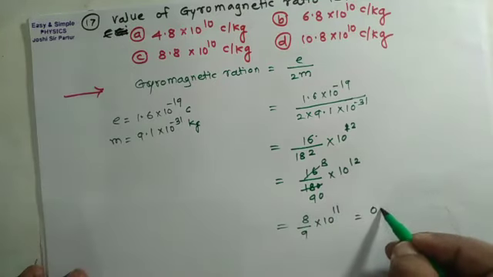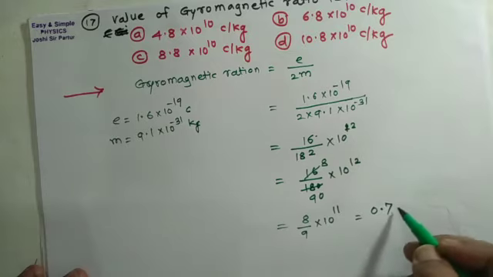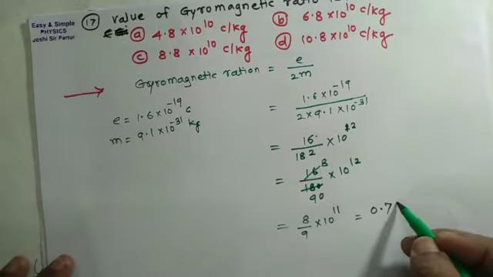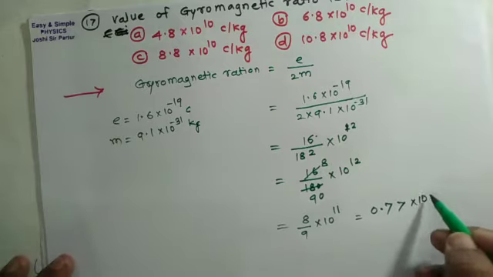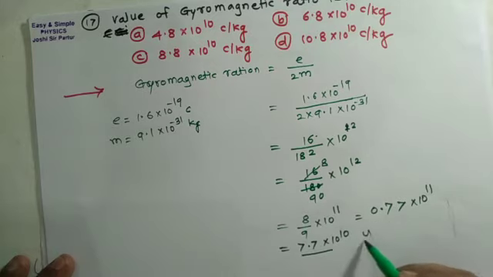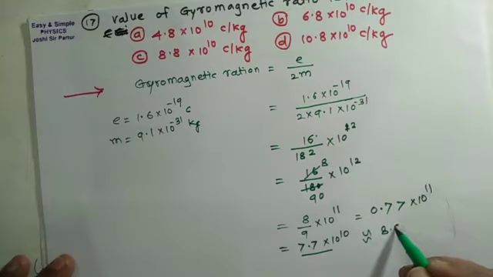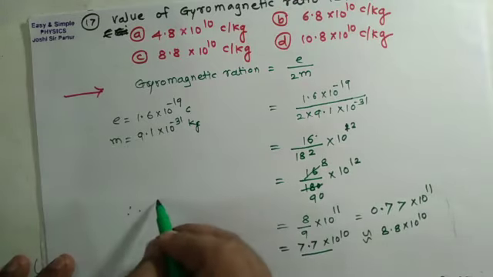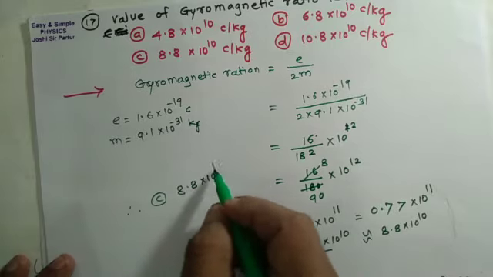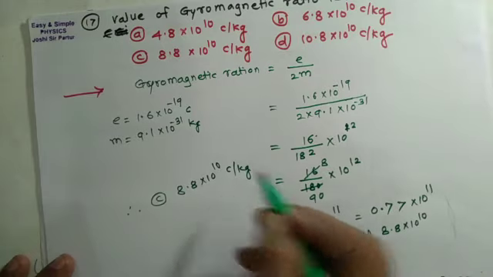That is 0.798 into 10 raised to 11, which means 7.7 into 10 raised to 10, approximately taken as 8.8 into 10 raised to 10. So therefore the answer is C, 8.8 into 10 raised to 10 coulomb per kg.